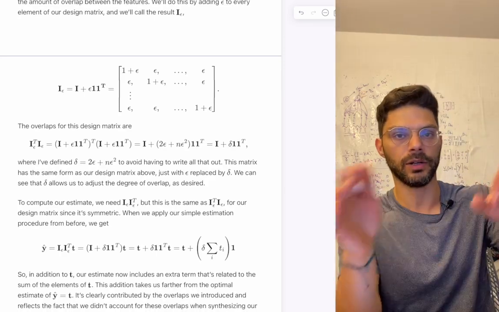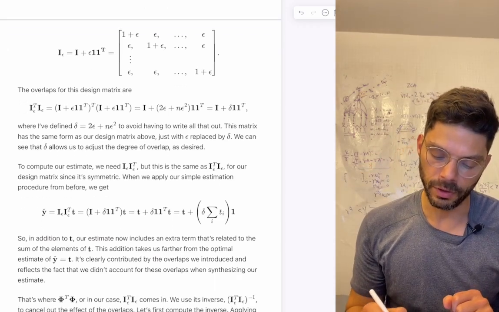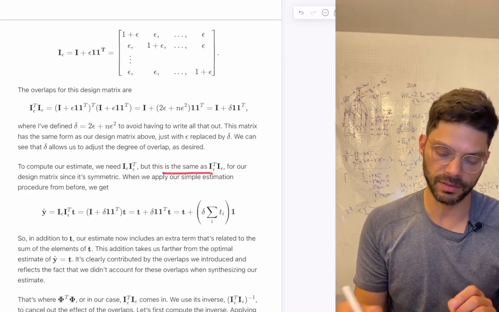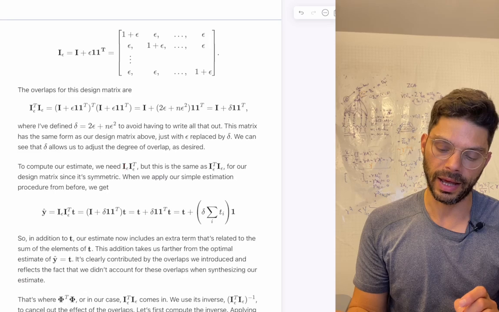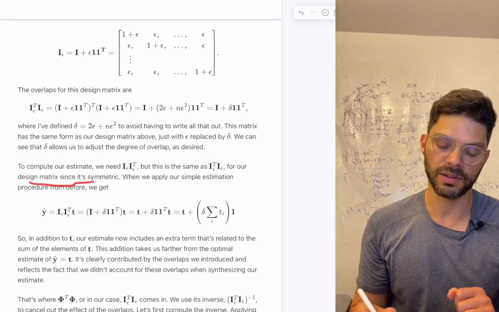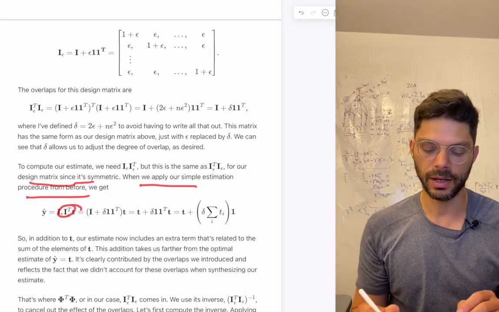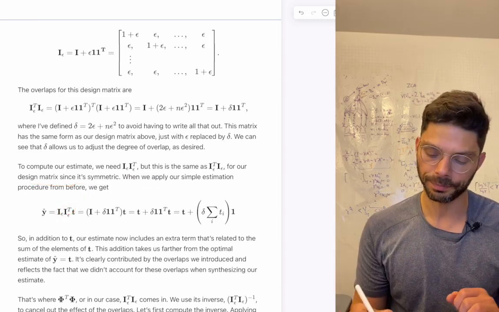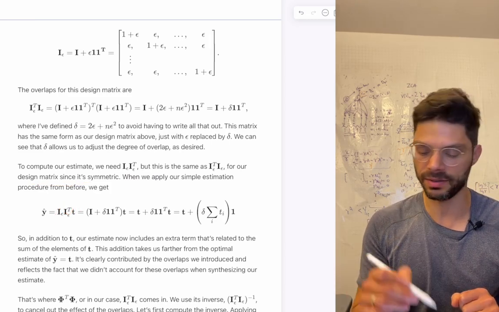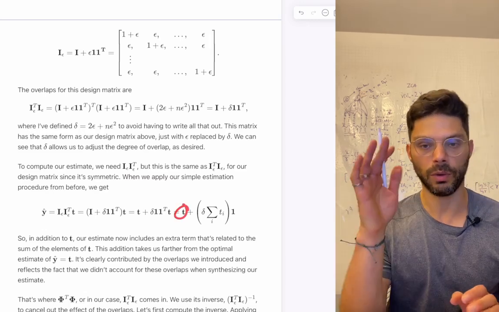None of this phi transpose phi inverse stuff, and let's see what happens. So to compute our estimate, we need I-E transpose, but because these are symmetric, this is the same as I-E transpose I-E for our design matrix. So when we apply our simple estimation procedure from above, analysis and then just synthesis, or just rebuilding back, well, what do we get? Well, this product was just I plus delta 1 1 transpose, applied to t, which is just t, which is what we wanted.